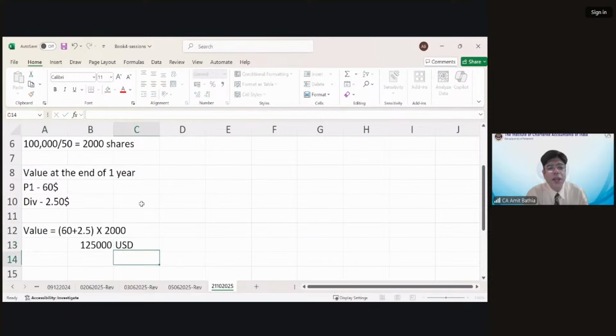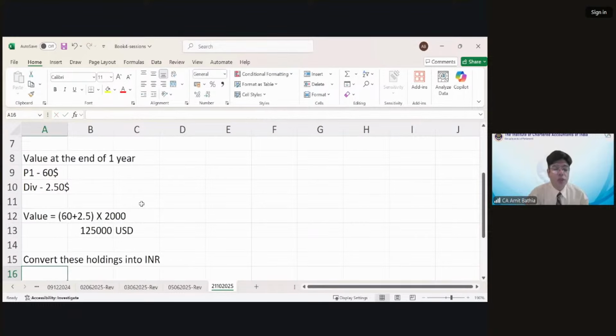So how do I bring it back into India? I will need to again convert this back into INR. So I need to essentially convert these holdings into rupees, that is INR. So how would I go about doing this? I'm going to now essentially sell this particular share in, first of all, the USD market. So I'll get 125,000 in total. And thereafter, I'm going to sell these dollars in the Indian market, right? Because I have dollars, what I need is INR. So I'm going to essentially sell these dollars into INR.